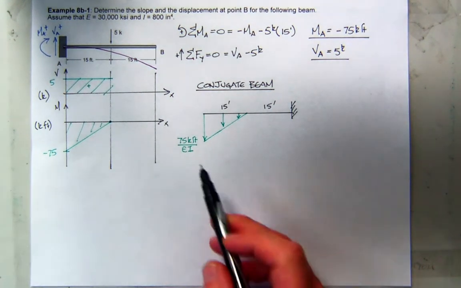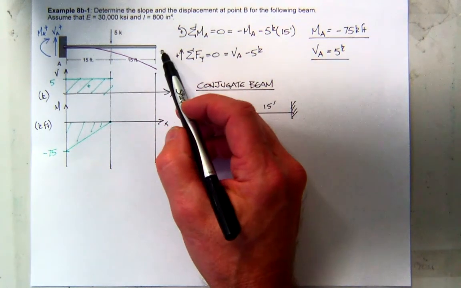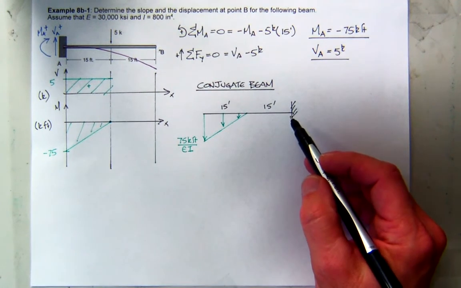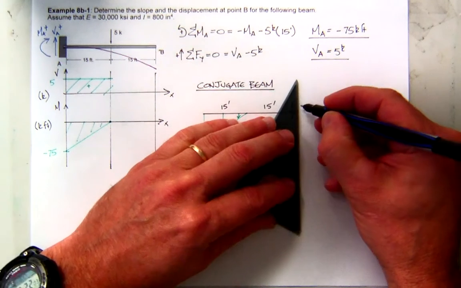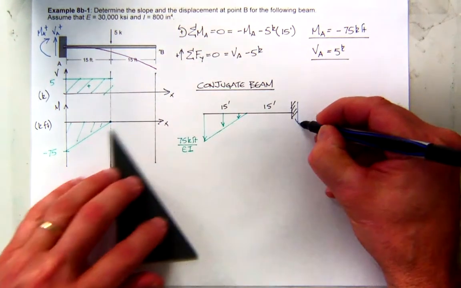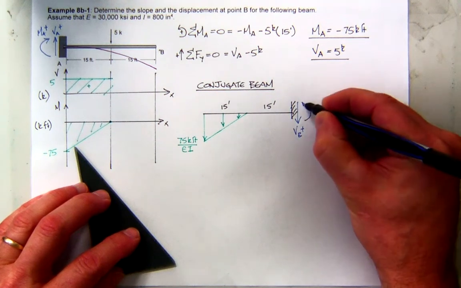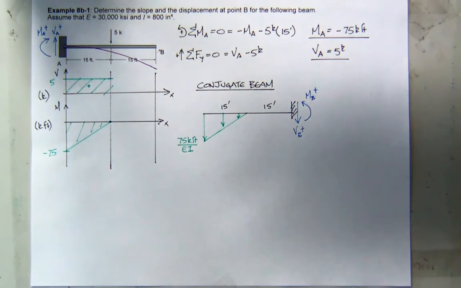And what do I have to find in my conjugate beam problem? Well, I'm looking for slope and displacement at B. What's that going to be at B in the conjugate beam? Shear and moment. So I'll come over here and I will draw my positive shear force at B and my positive bending moment at B. And all I have to do is find those values.